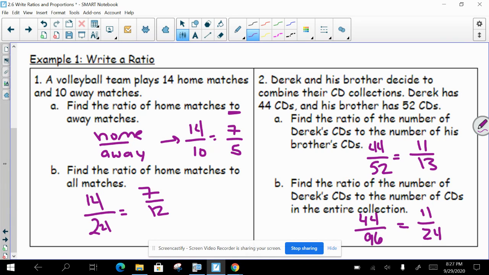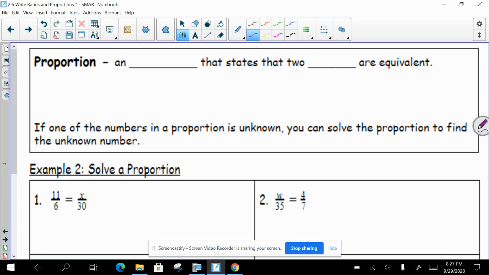All right, so next, let's talk about proportions. Like we were mentioning earlier, a proportion is an equation that states that 2 ratios are equivalent. For example, A over B equals C over D. So it's an equation, and if you have an equation, then you can solve. We're going to learn how to solve for x when one of the numbers in the proportion is unknown.